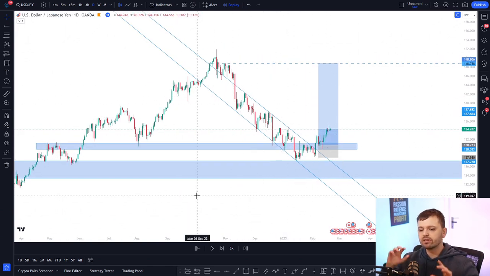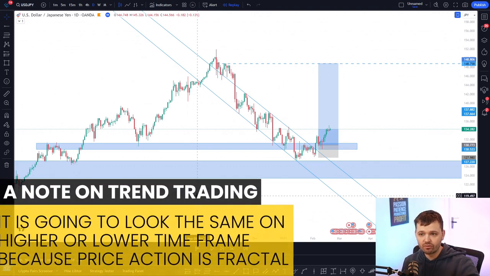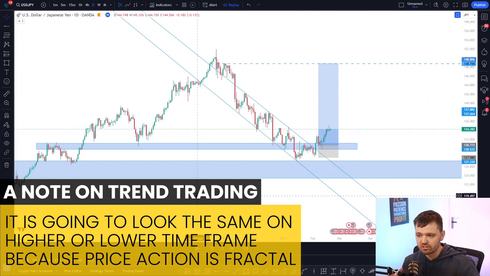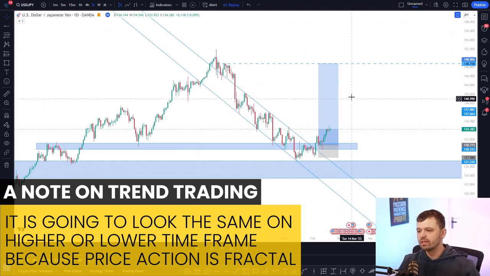Now, the thing with trend trading is it's going to look basically the same on the weekly and the daily as it looks on the 5 minute and the 1 minute, because price action is fractal, so they're going to look very, very similar.